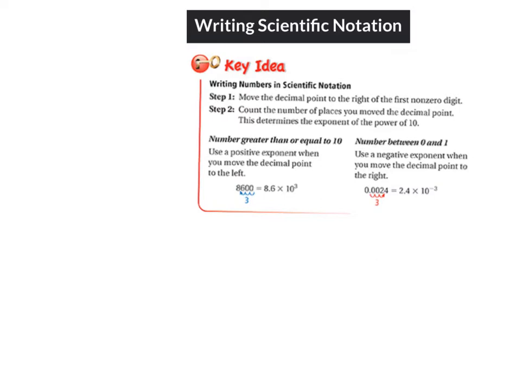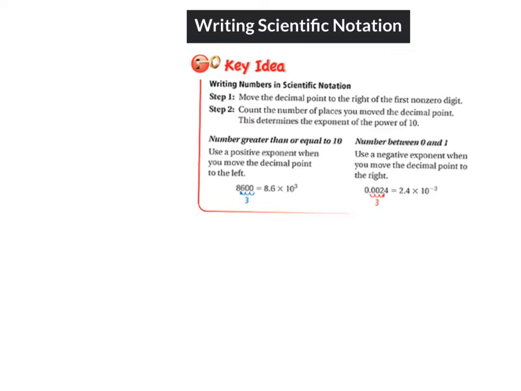I'm going to read through it for you and pause me if you need more time to write it. So, when you go to write numbers in scientific notation, the first step is you move the decimal point to the right of the first non-zero digit, the first one being on the furthest left-hand side. When you move it, you count the number of places you have moved the decimal point, and that tells you what the exponent is going to be of the power of 10.